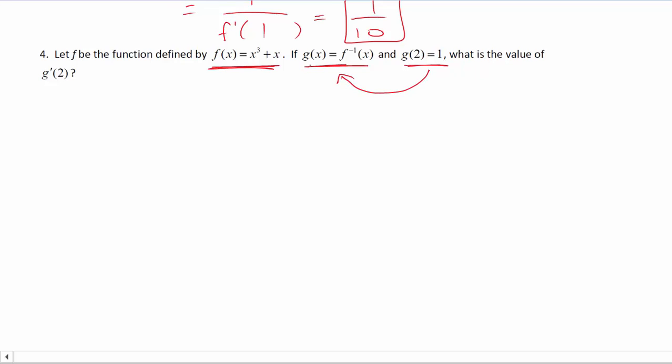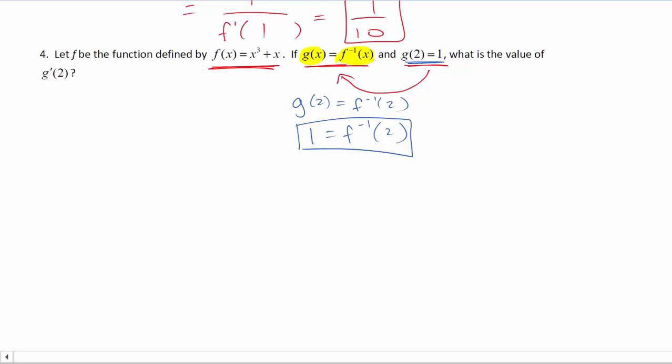So if g of x equals f inverse of x, if I plug in 2, I should figure out what that equals. So g of 2 equals f inverse of 2. Well, g of 2 is written right up here. So that means f inverse of 2 is equal to 1. Now there's our key to unlock the problem.